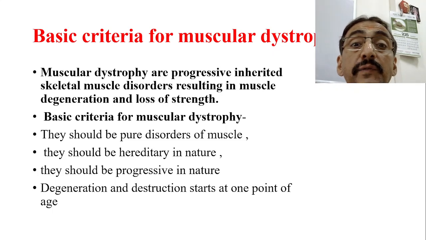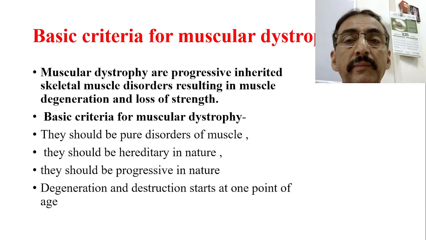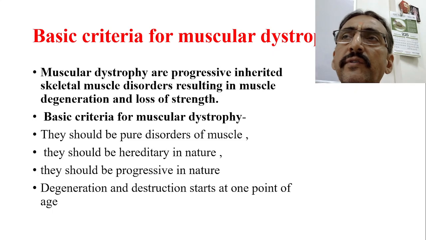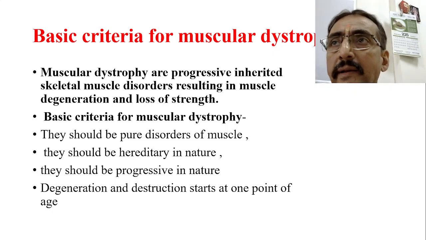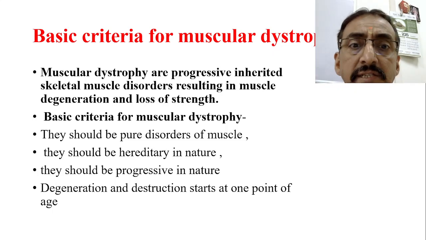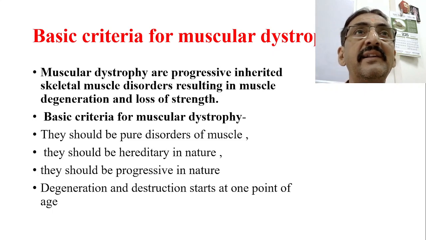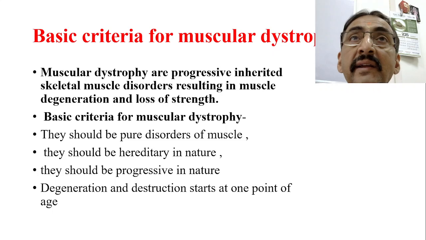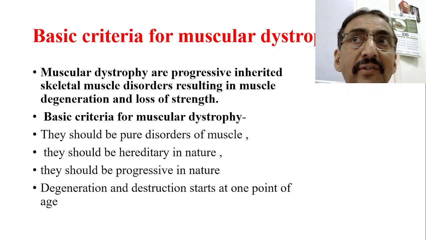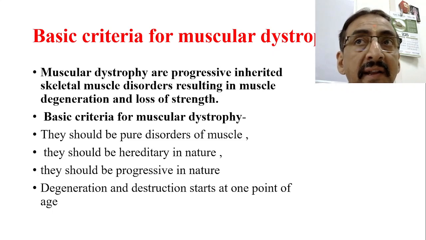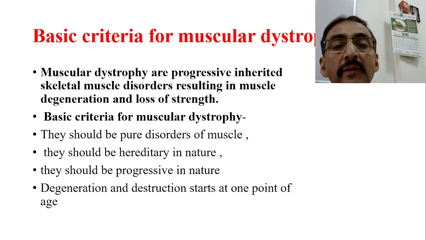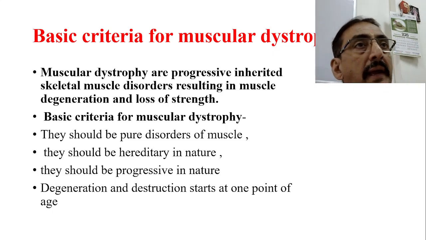The muscular dystrophies are progressive in nature because maximum, or almost all, muscular dystrophies are genetic disorders. So they are progressively increasing disorders. They are inherited disorders. Okay, it is inherited and progressively increasing skeletal muscle disorders, resulting in muscle degeneration and loss of strength. So these things are very, very important.